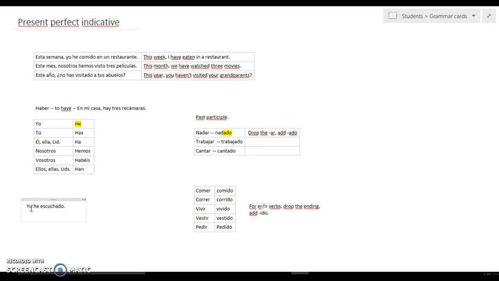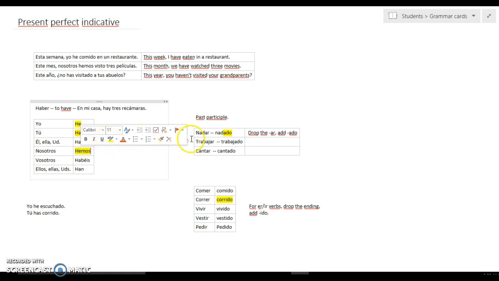How would you say you have run? Okay, you go up here and you say you have, tú has. Run is an ER verb, so here's the ending for ERs. Okay, and you say tú has corrido.